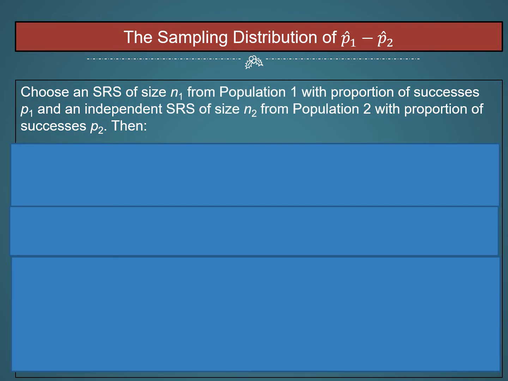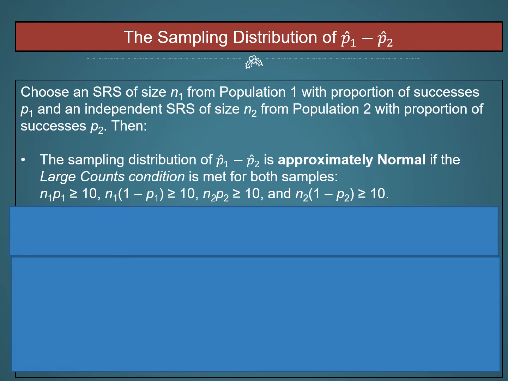So now we've got to talk about what the sampling distribution of p hat 1 minus p hat 2 looks like. We have to state some background information here. We're choosing a simple random sample of size n1 from population 1, and the proportion of successes we're going to call p1. Then there is an independent, separate, completely different simple random sample of size n2 from population 2 with proportion of successes p2.